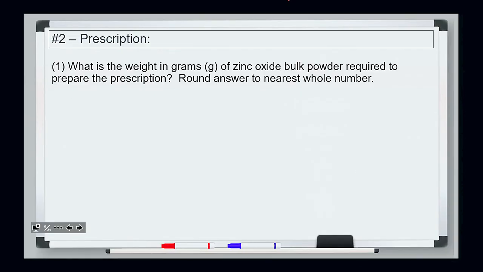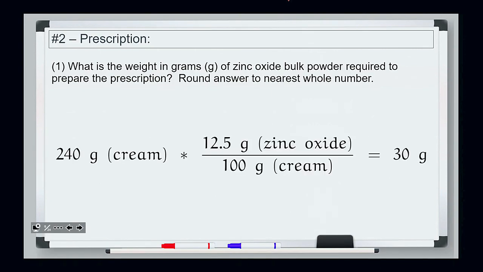Zinc oxide is a solid. We're making a cream, so that's a solid. So 12.5% is a weight per weight concentration. Given that I'm trying to make 240 grams of cream, 12.5 grams of zinc oxide per 100 grams of cream. If I multiply like that, so creams cancel, then I have weight of my drug. Multiplying that, I got 30 grams of zinc oxide. And since it's pure zinc oxide powder, that's all I got to do.